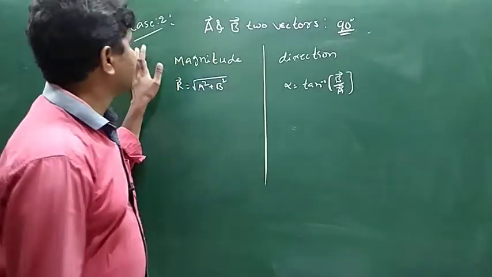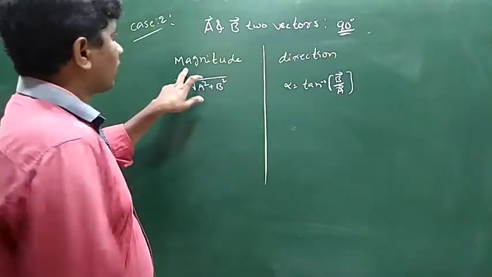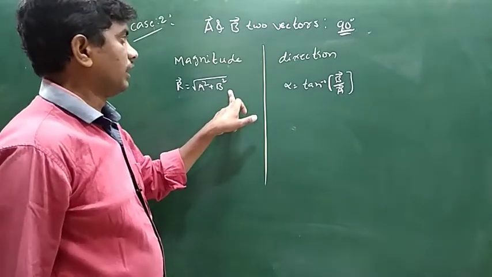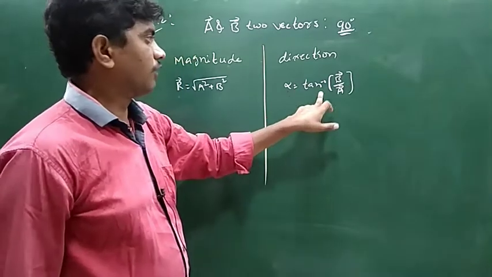In the second case, the angle between the two vectors, theta, is equal to 90 degrees. The magnitude of the resultant vector is R bar equal to under root of a square plus b square. Next, the direction of the resultant vector, alpha, is equal to tan inverse b by a.